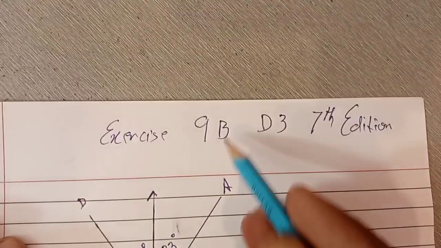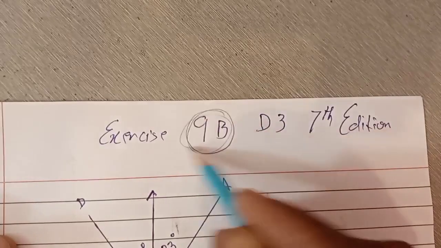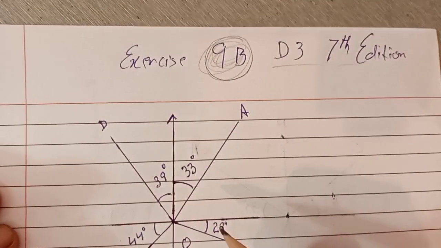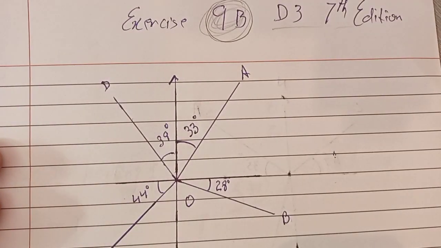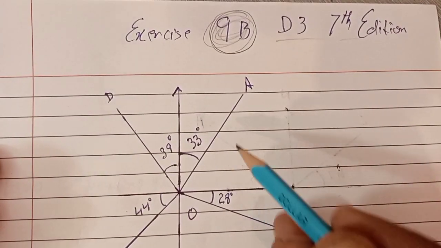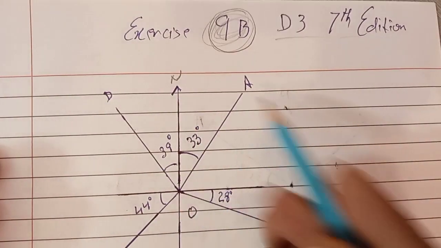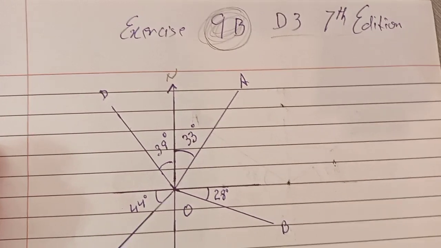Exercises over here. 9B, D3, 7th edition. Here is question 1. In question 1, these are the given figures. These are the points. This is the North Pole at point O. This is A, B, C, and D.